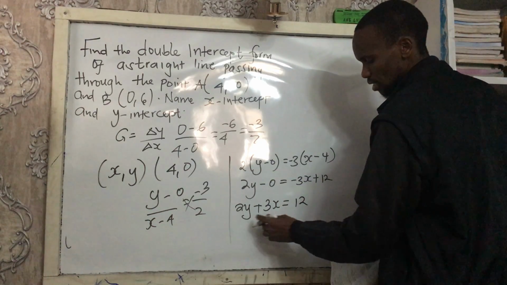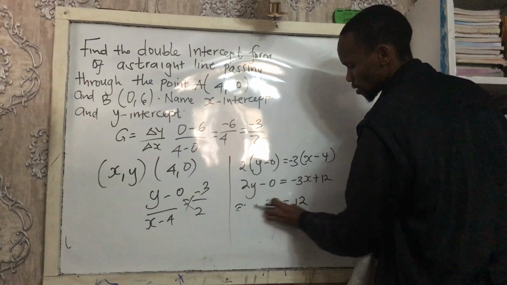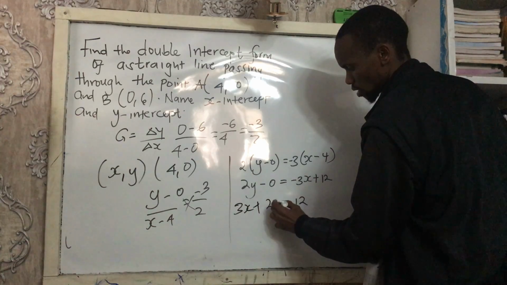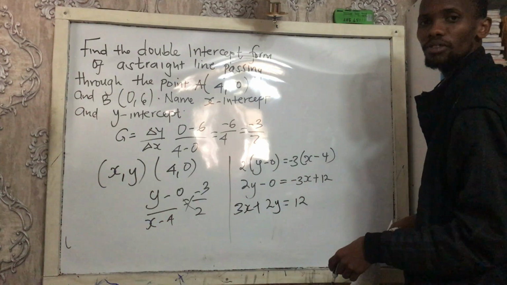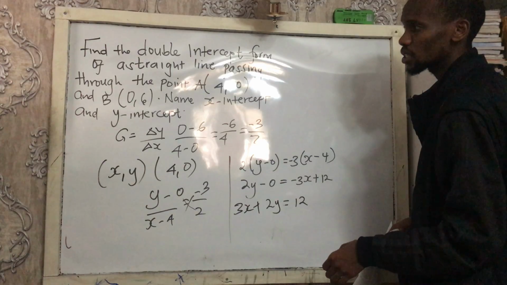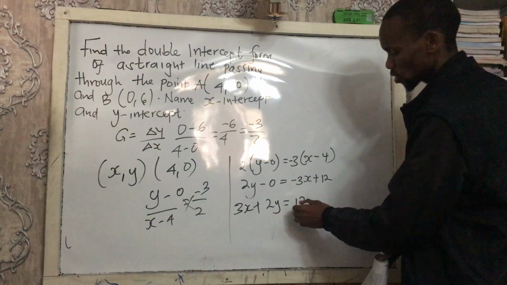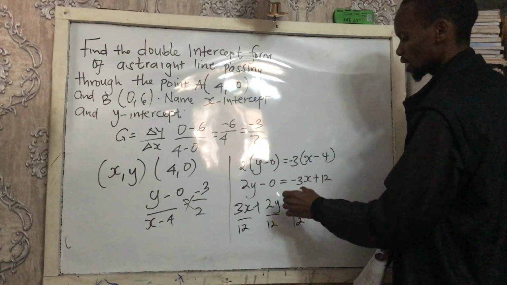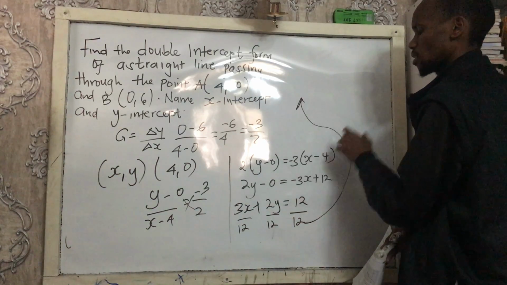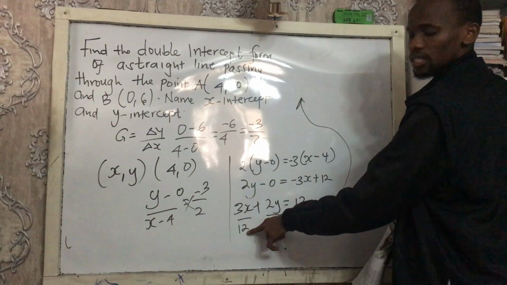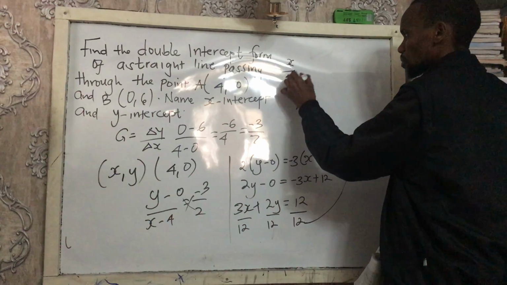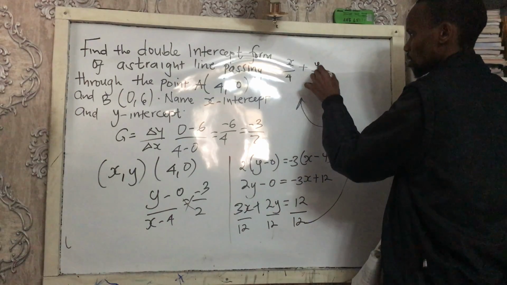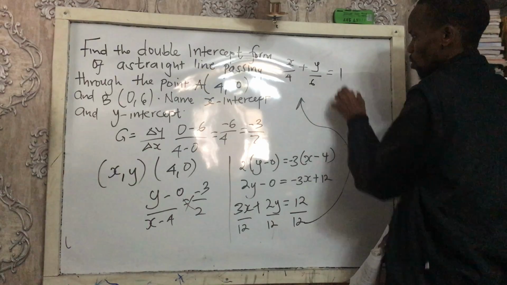Or even I can rewrite it and say 3x plus 2y equals to 12, right? Which number are we removing if you want the double intercept form? 12, right? So divide by 12, divide by 12, divide by 12. So that I can have what? My answer here, I'll have 3 divided by 12, that's x over 4, plus 2 divided by 12, that will be y over 6, equals to 1.